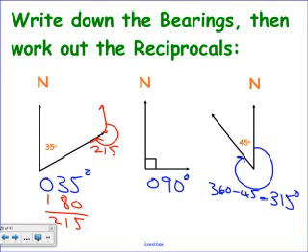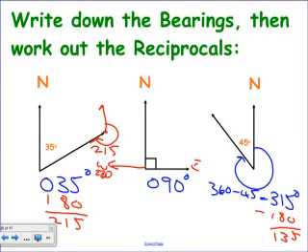Good. The next one then, what's the reciprocal of 090? 270. Good, because if that's due east, this is due west, 270. Happy? And the final, last one. Take away 180, good. 135 degrees. So I'm heading off in that direction. I get to here, I think, oh, forgot my lunch. I need to get back. That's your reciprocal. So that's reciprocals.